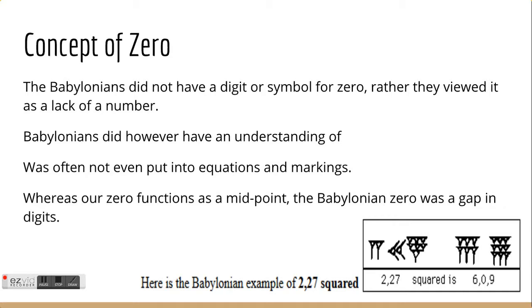The Babylonians did not have a digit or symbol for 0, rather they viewed it as a lack of a number. Babylonians did, however, have an understanding of 0, it just wasn't put into equations and markings. Our 0 functions as a midpoint, the Babylonian 0 was a gap in digits, as seen in the table down below.